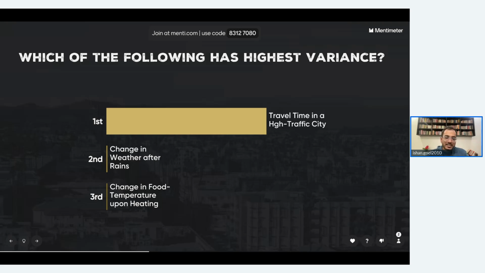Great. So that is the answer that I also had in mind. Travel time has the highest variance because traffic can vary from time to time. Change in weather after rain has some variance. It doesn't go directly up, it is jagged, but it is mostly smoother. When there is rain, the temperature does cool down. Finally, change in food temperature upon heating is almost smoothly monotonic. When I increase the temperature of my food while cooking, it goes slowly and slowly up. That's why I say travel time in a high traffic city has the highest variance, and change in food temperature has the lowest.